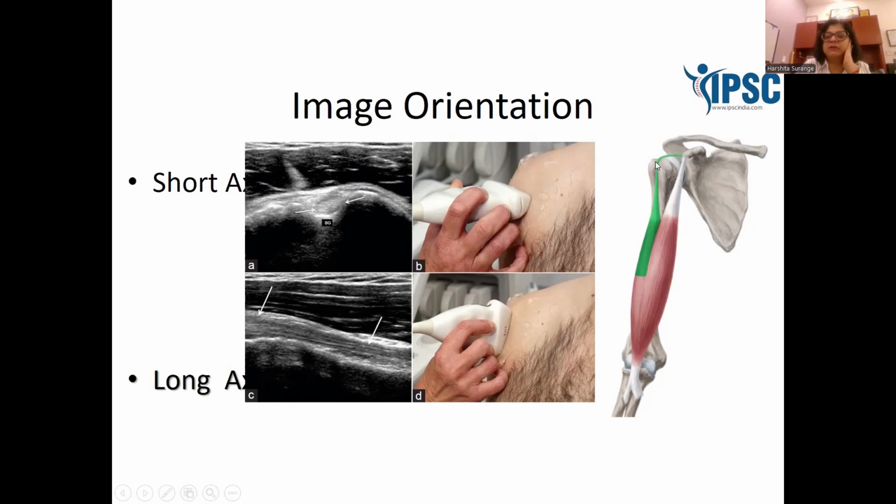Now this long head of the biceps tendon, since it arises from the supraglenoid labrum, carries a synovial sheath along with it, and hence has a little fluid content around it. This synovial sheath doesn't extend distally to much length. It is only in the proximal 3 to 4 centimeters beyond the bicipital groove.